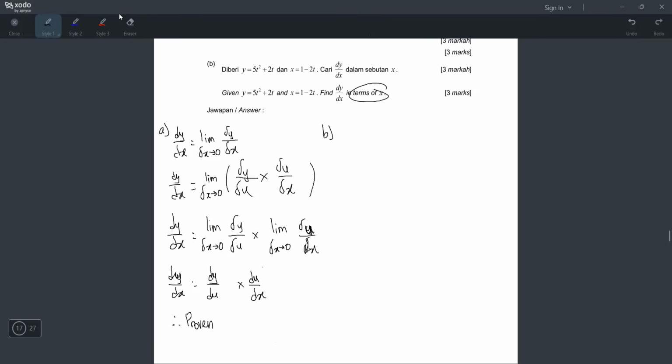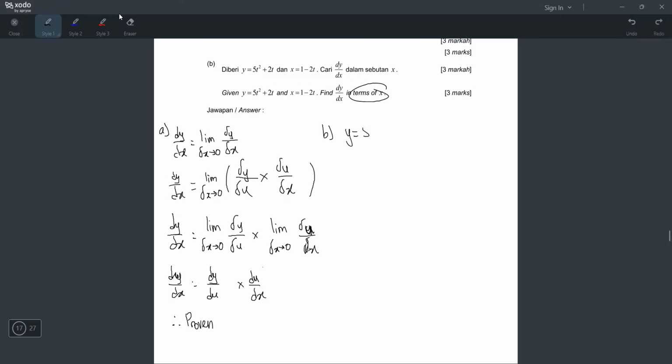They only give you y in terms of t and x in terms of t. So if you differentiate this, you are not going to get dy dx. You will just get dy dt. Same for here. When you differentiate this, you're not going to get dy dx. You will get dx dt. So what we will do is try to form an equation where it's y in terms of x first.